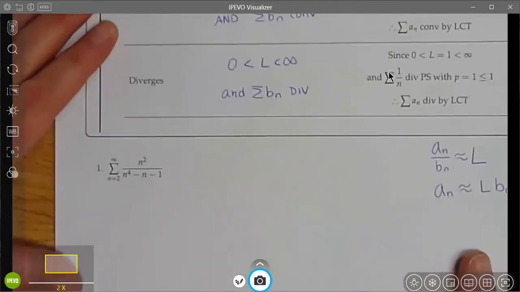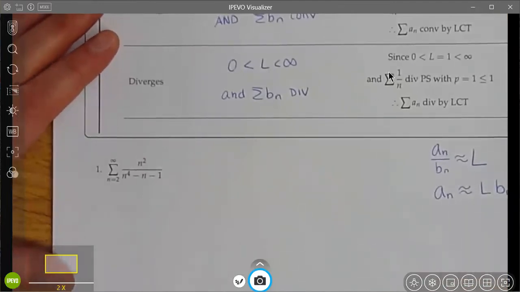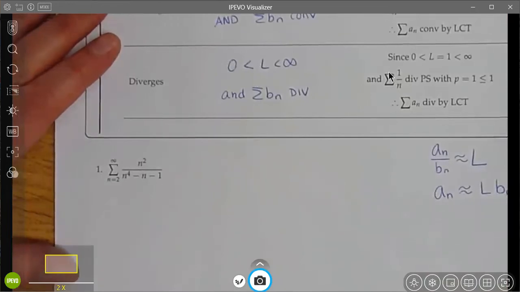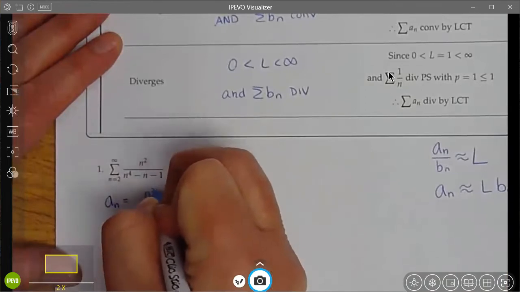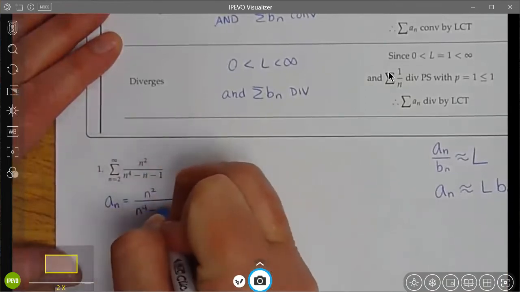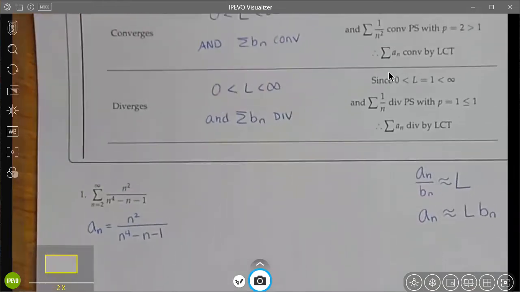So let's try this out on number 1. I have the series n equals 2 to infinity of n squared over the quantity n to the 4th minus n minus 1. So my a sub n is n squared over n to the 4th minus n minus 1. So I'm not writing any of these with a series. I'm just writing out the formula.